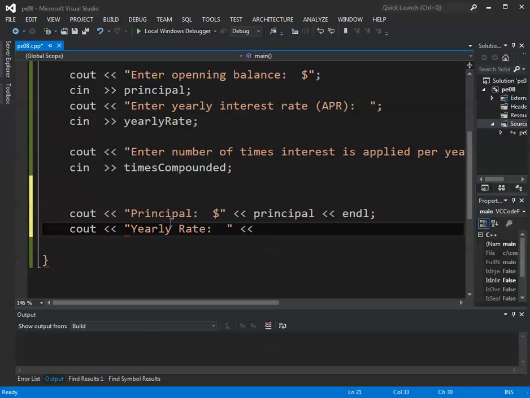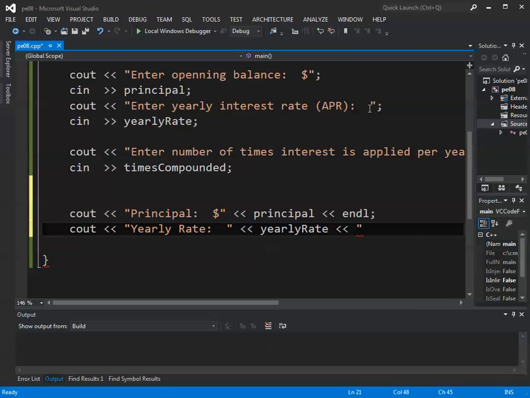We'll print out the yearly rate. And of course, this brings out a good question. Is that yearly rate entered as decimal numbers or percentages? If the user types in 7 here or 3 for a yearly interest rate, that should come out as 3%.